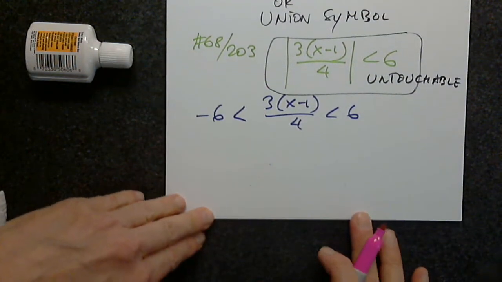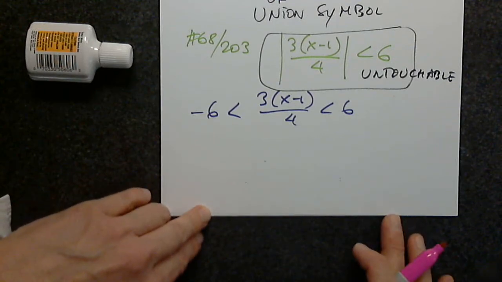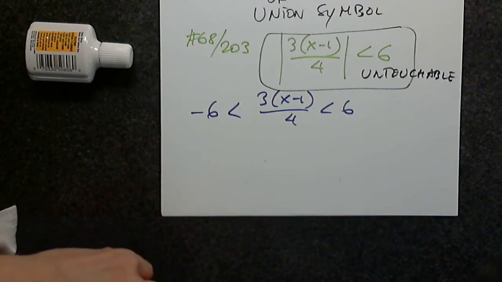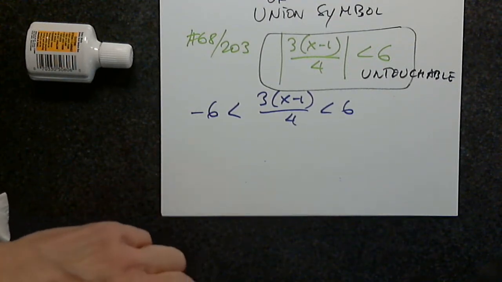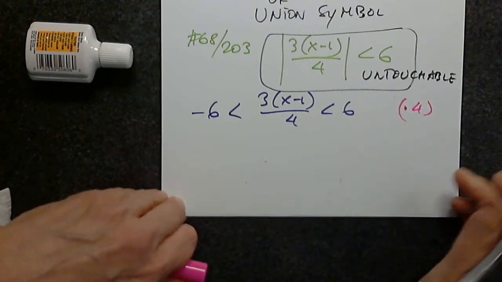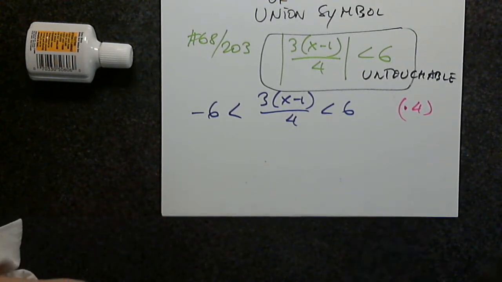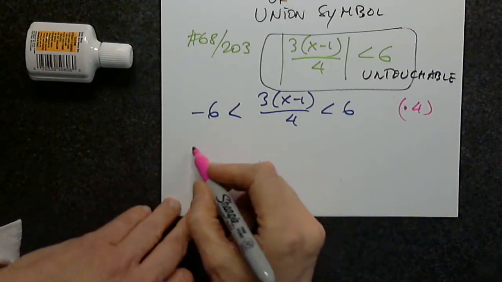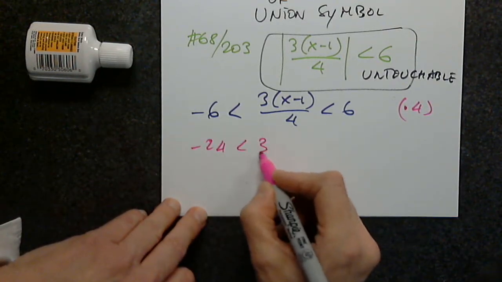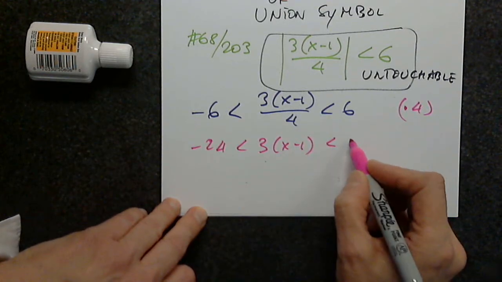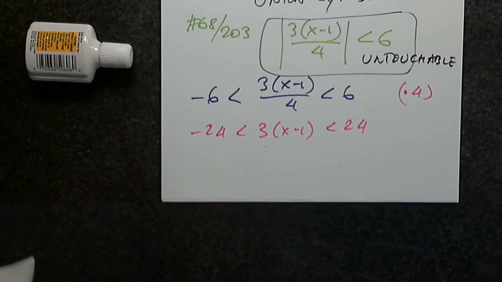Good. So what is the first step next? Very good question. Excellent. Well done. Multiply by 4. Very good. Awesome. But everything, not just the inside, all sides. So this is negative 24 less than 3 times x minus 1, and less than 24. Awesome. That's the starting point. I need to get rid of the denominator. Perfect. Then, next step.